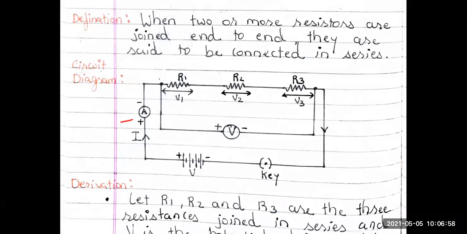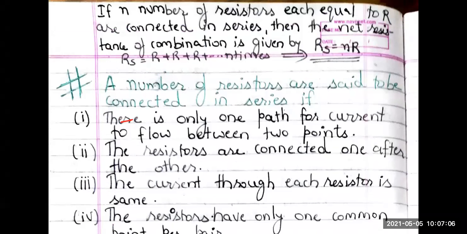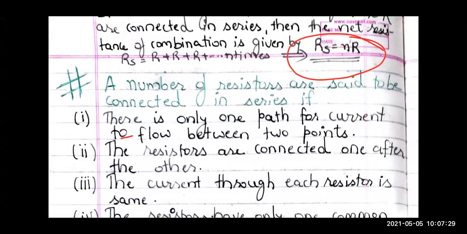Okay. So these are the characteristics for resistors connected in series. If you read the topmost line, if n resistors of equal resistance are connected in series, then the net resistance of all the resistors connected in series is RS equals R plus R plus R, n times, as many as you have connected. So RS is nR. So children, this is an important formula. This will help you to solve your numericals, if the value of R is the same.